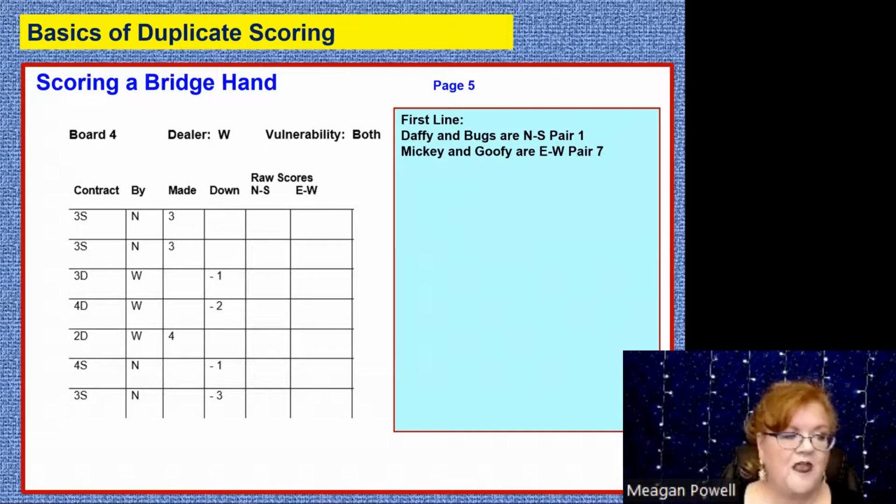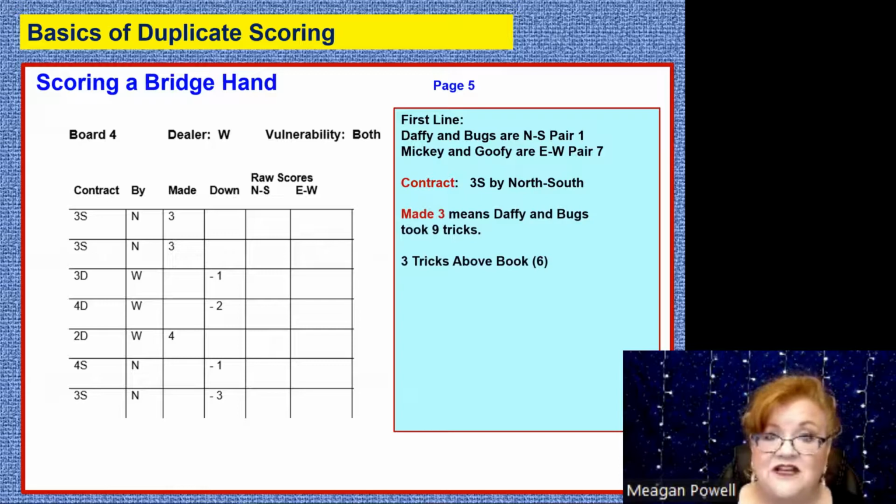Are you ready? Line 1. On line 1, Daffy and Bugs are north-south pair 1. It says so on the far right. And they're playing opposite east-west pair 7, Mickey and Goofy. Now notice that the contract is 3 spades. The declarer is north. That's either Daffy or Bugs. I don't know who, and it doesn't matter. But north was the declarer in 3 spades, and it says that north did in fact take the 9 tricks needed. Making 3 means Daffy and Bugs took their required 9 tricks, 3 above book.